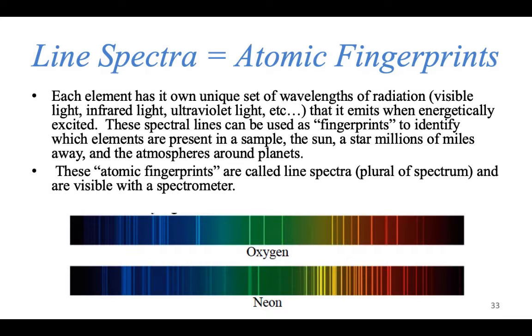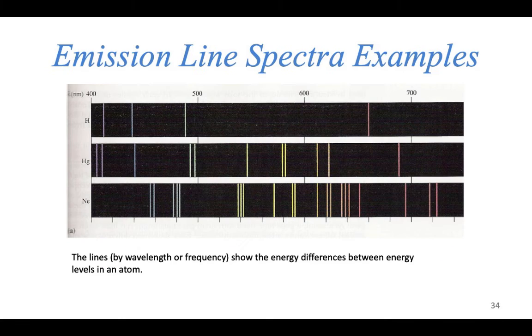Each element has a unique line spectrum that can be used to identify which elements are in a sample, in the sun or other stars, and in the atmosphere around faraway planets. Here are some examples of emission line spectra.